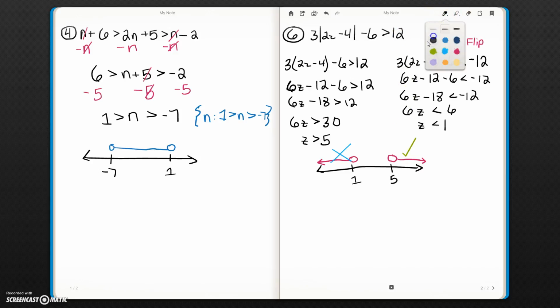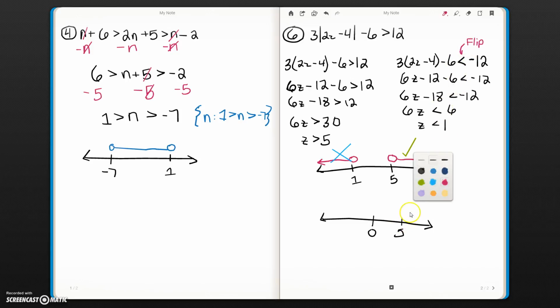So in your final solution and number line, we're not going to include this region with the blue X. We're only going to include the region that satisfies our constraints. And that would be this region where z is greater than 5. So our only actual solution is z such that z is greater than 5. All right, if you have any other questions, please feel free to stop by during tutoring, and I'll be glad to help you with any other questions you have.